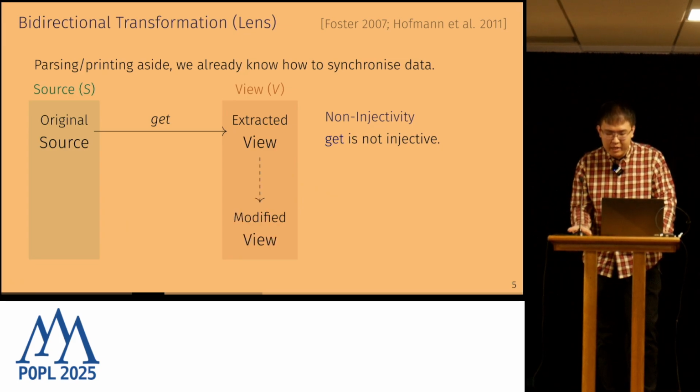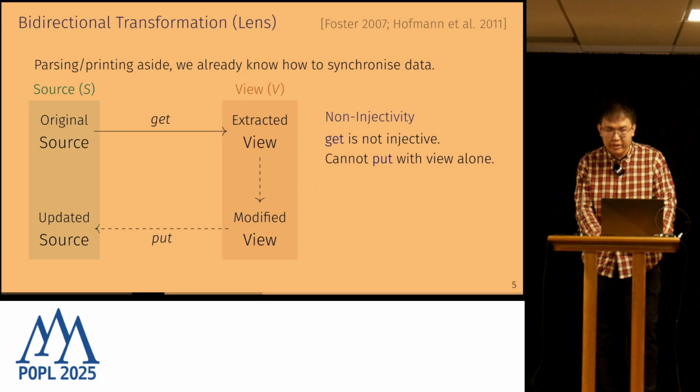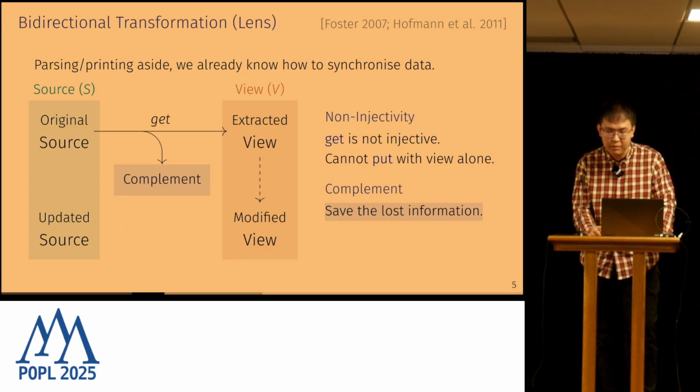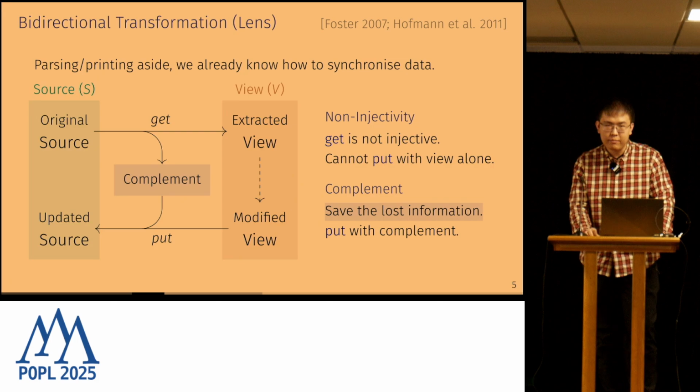And if we perform some edits on the view, we cannot directly put back the view alone because of non-injectivity. What we should do instead is that the get function should also extract something called a complement. And this complement saves the information lost in the get operation. Now we can combine the complement and the modified view so that we get back the updated source.